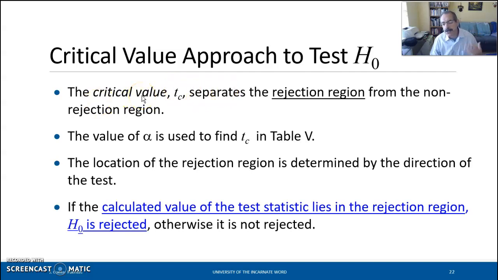So we will use the critical value T sub C to distinguish where is the rejection region and where is the non-rejection region. This value of T sub C is found in table 5 using the degrees of freedom of the T distribution and the value of alpha. But where that rejection region is, even once we know this critical value, will depend on the direction of the test. And if the calculated value of the test statistic lies in the rejection region, that means we will reject the null hypothesis. If it lies in the non-rejection region, well, that means we will not reject the null hypothesis.